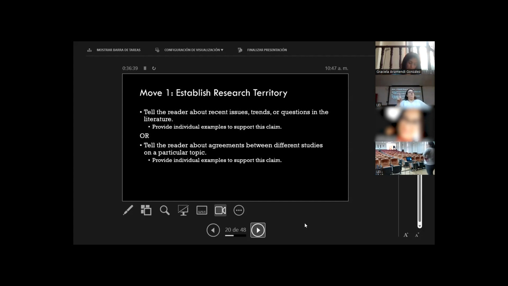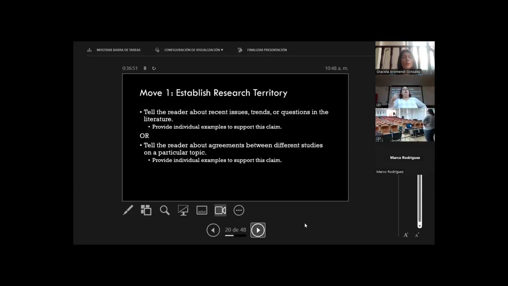The first move is to establish a research territory. So you tell the reader about recent issues, trends, or questions in the literature. And often you're going to provide individual examples to support this claim. So you're going to pull from different papers to say, here's what people are talking about in this field. Or another way to say it is that you tell the reader about agreements between different studies on a particular topic.